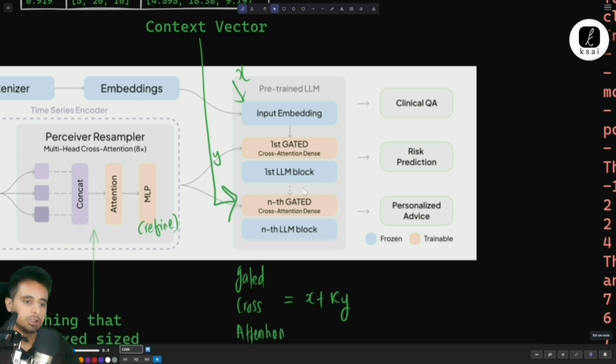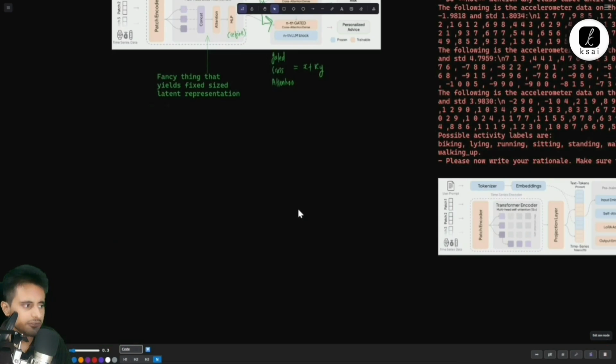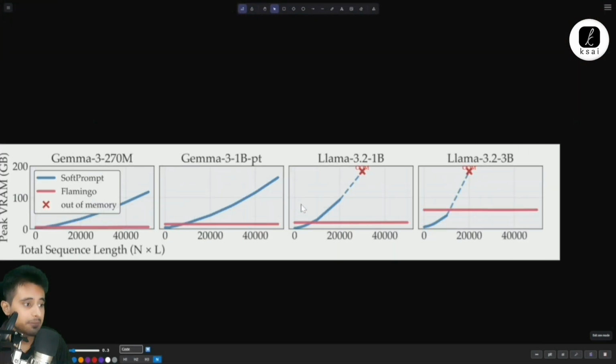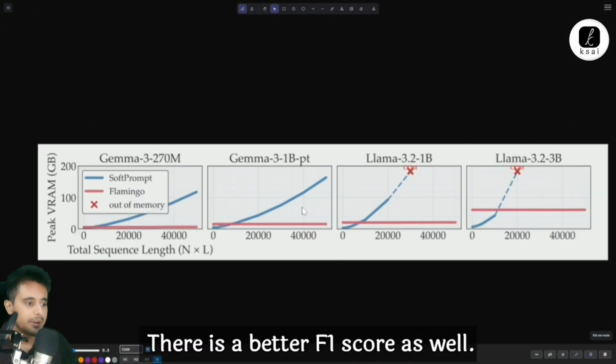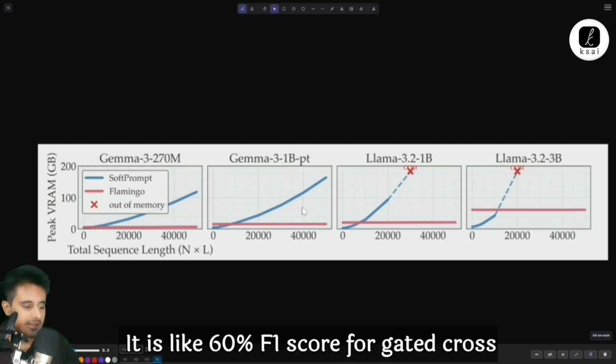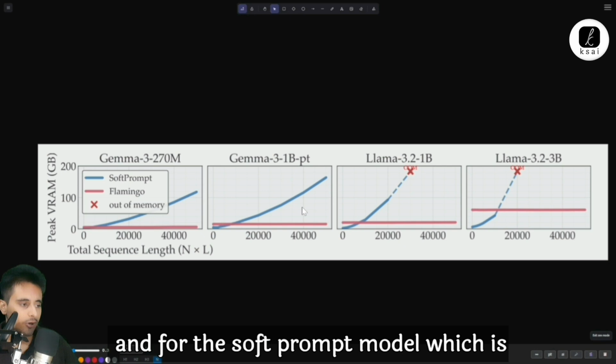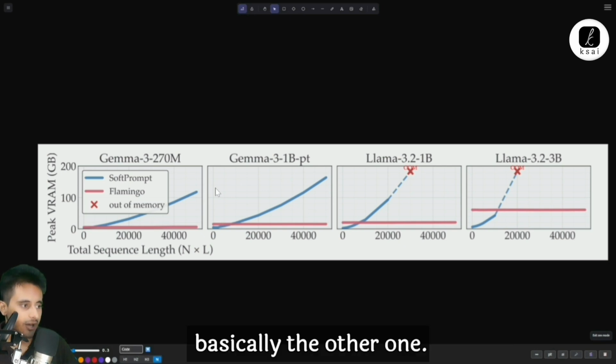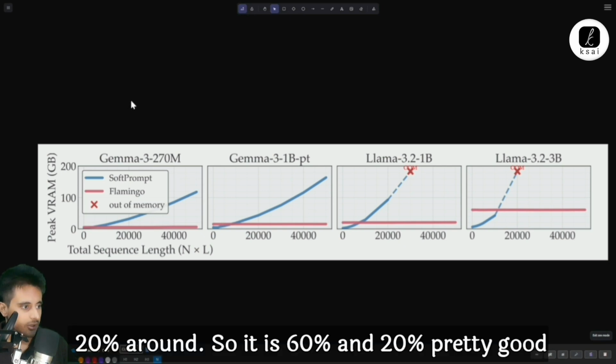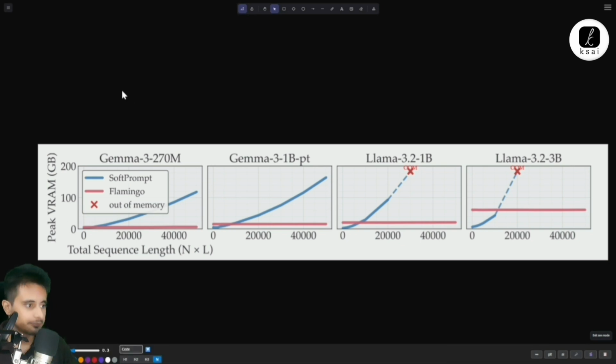And after that, it shows really good results. If we look at the results, the main thing is the memory usage. There is a better F1 score as well. It is like 60% F1 score for the gated cross attention model, and for the soft prompt model, which is basically the other one, around 20%. So it is 60% and 20%, a pretty good improvement, I would say.